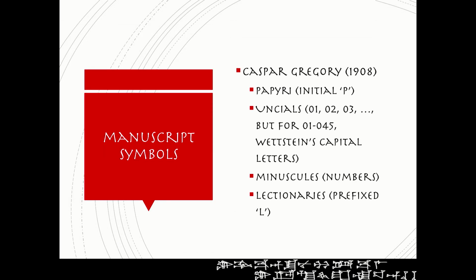Caspar René Gregory, in 1908, identified the papyri using the initial P, so P45, P51. He kept the numbering system of the uncials, the capital letters, with 01, 02, 03, but he kept Wettstein's capital letters for the first 45 uncials. We'll get into that a little more when we start looking at the apparatus. The minuscules, he kept the numbering system, and with the lectionaries, he used a prefix L to identify them.